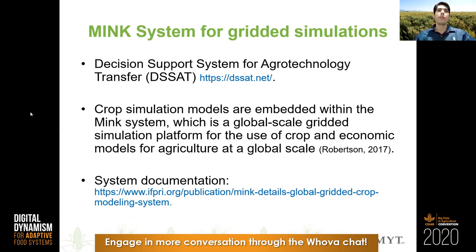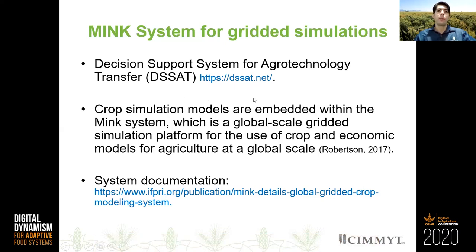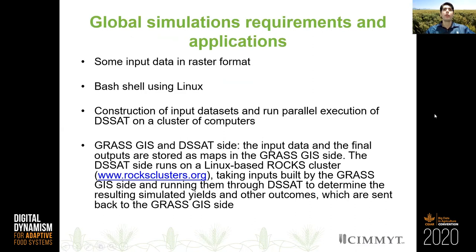So, the MINK system for gridded simulation. We use this system that was developed at IFPRI by Rick Robertson and Jawoo and colleagues, which uses the Decision Support System for Agrotechnology Transfer, DSSAT. The crop simulation models are embedded within the MINK system, which is a global-scale gridded simulation platform for the use of crop and economic models for agriculture at global scale. The system documentation is on the IFPRI webpage. Here I show some of the requirements and aspects, similar to what Jawoo already showed.